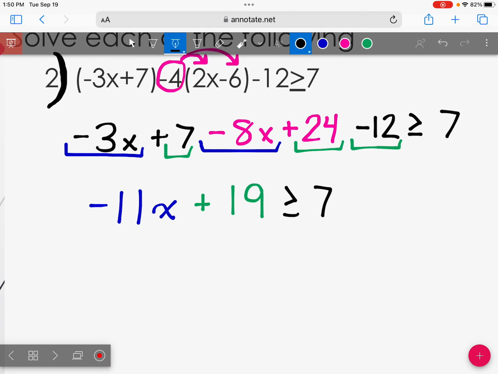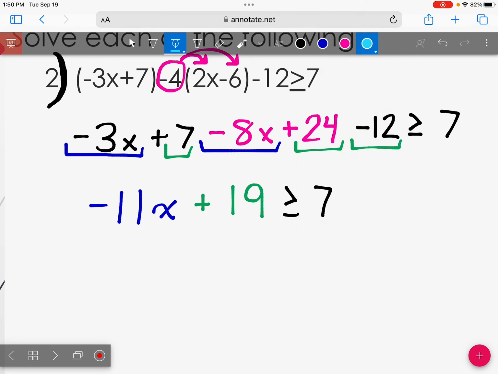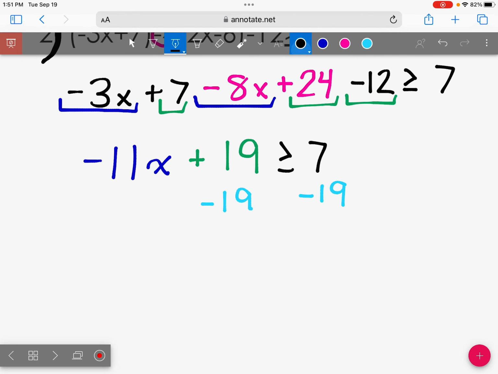What do we do next? Subtract the 19 from both sides. That's going to give me minus 11x greater than or equal to negative 12.